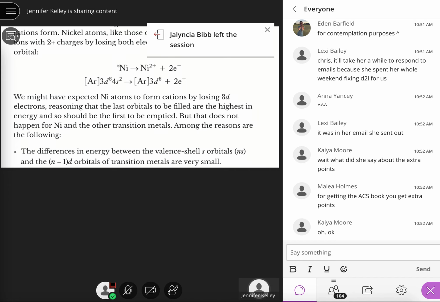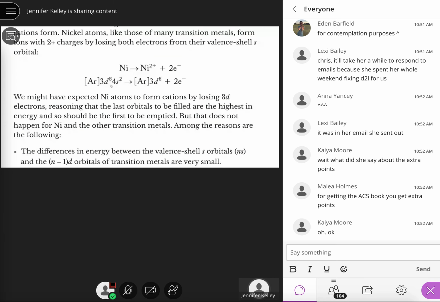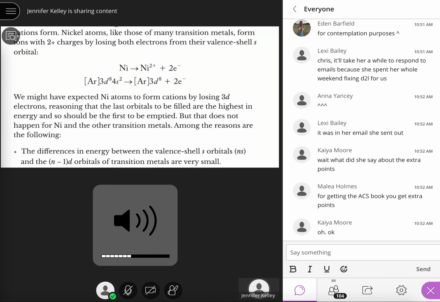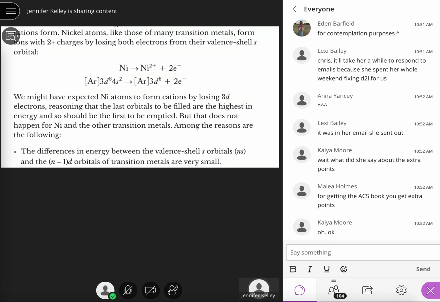So with nickel, on the left of this equation you see the neutral nickel, and on the right is the positive ion. If you're trying to write the electron configuration for an ion, first you write out the electron configuration for the neutral atom, like they've done there on the left, argon 3d8 4s2. And then if you look at the charge, it's +2. So for the transition metals, they're always going to be positive. They're not going to be negative. So you're always going to have to remove electrons.